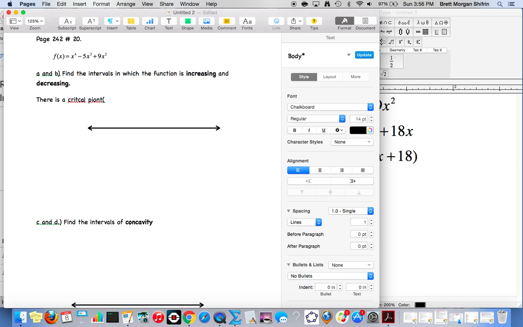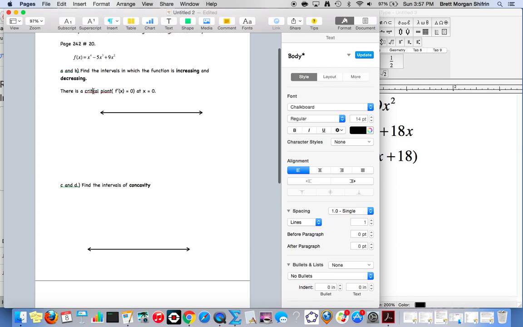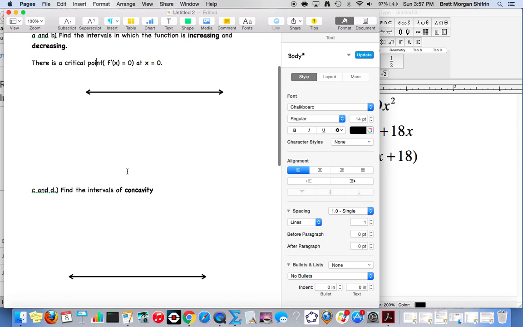And now I know that there will be a critical point. That's when our first derivative equals 0. At x equals 0, we also happen to know, looking at this, if I put 0 in there, I get 0. So we know it's actually at that point. That's also an x-intercept.